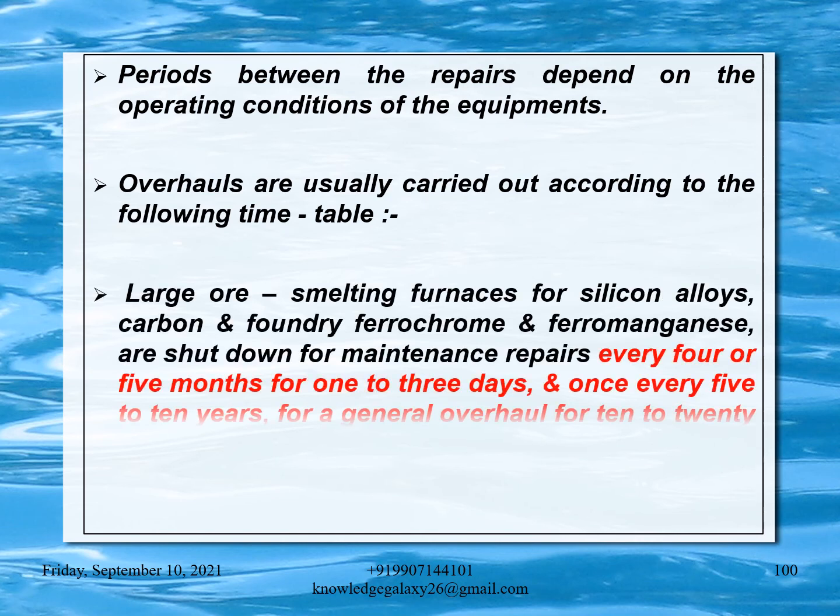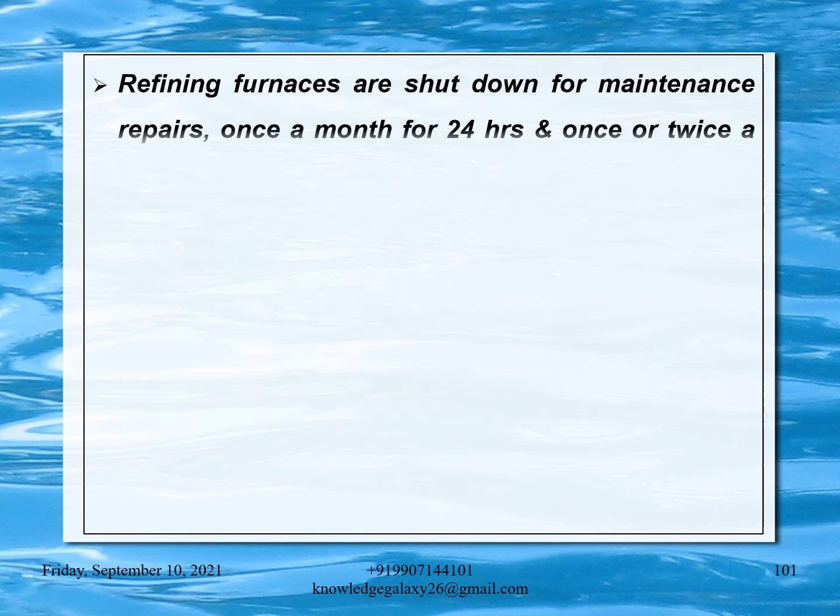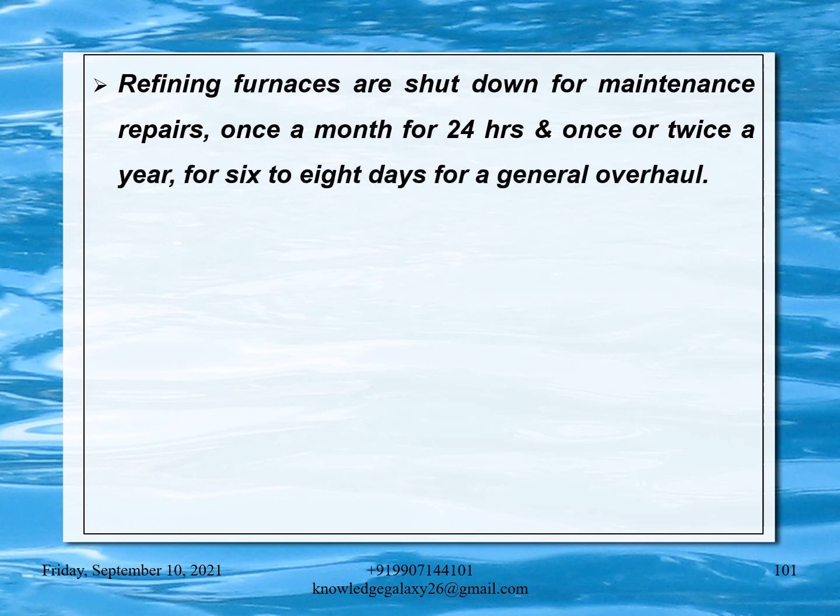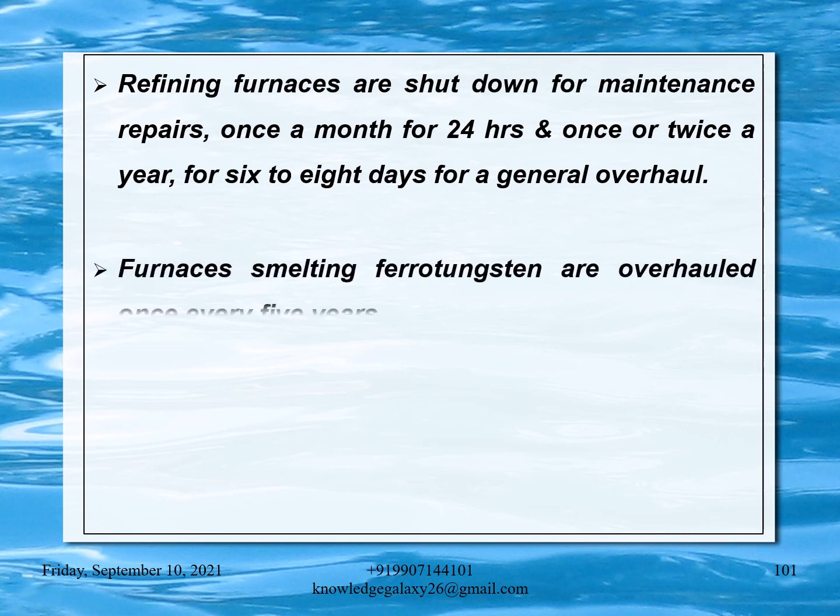Large ore smelting furnaces for silicon alloys, carbon and foundry ferrochrome and ferromanganese are shut down for maintenance repairs every 4 or 5 months for 1 to 3 days, and once every 5 to 10 years for a general overhaul for 10 to 20 days. Refining furnaces are shut down for maintenance repairs once a month for 24 hours, and once or twice a year for 6 to 8 days for a general overhaul. Furnaces smelting ferrotungsten are overhauled once every 5 years.